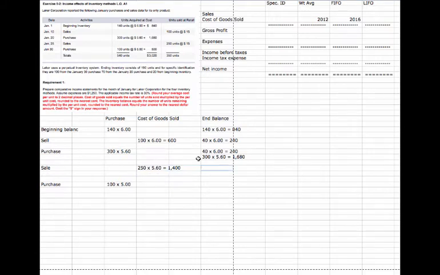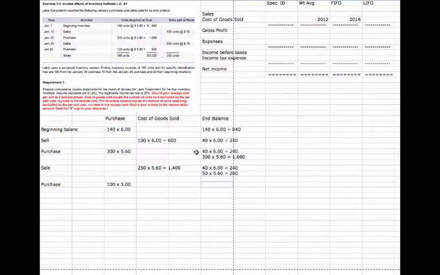So what is remaining in inventory? I'm going to have 40 items times $6, which will equal $240. But I'm also going to have 50 items times $5.60, which will give me $280.